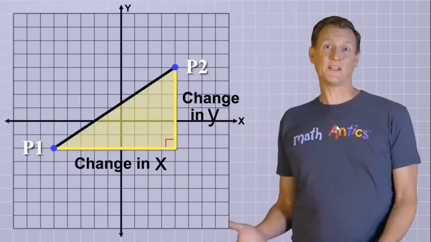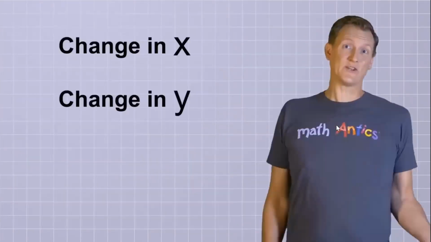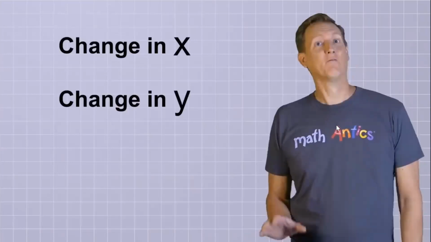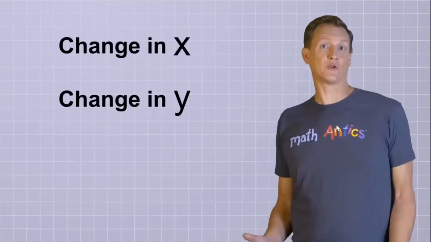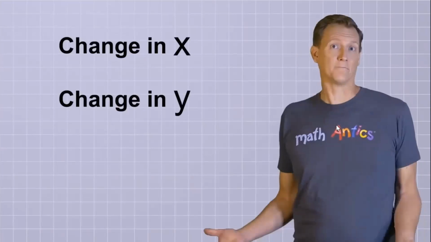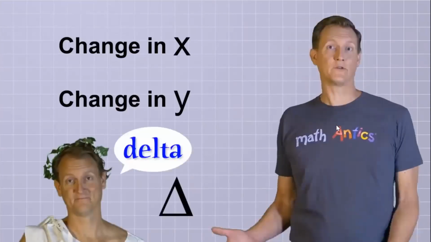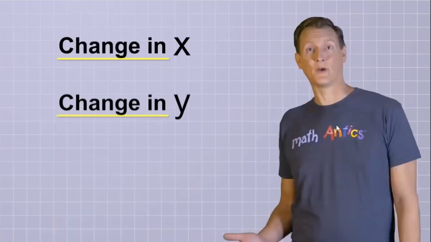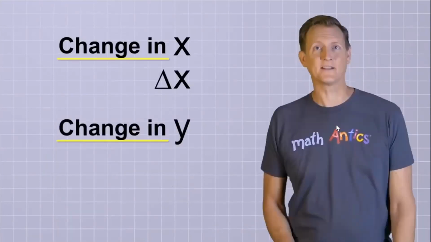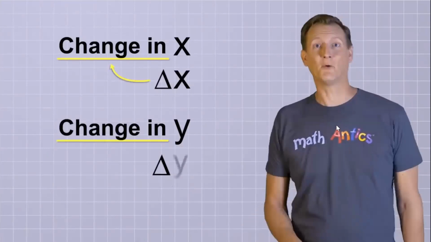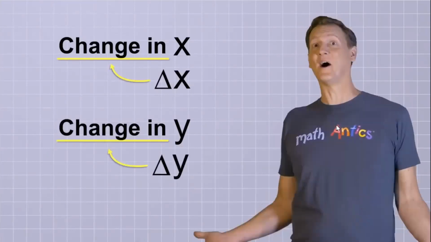That's cool, but the names change in x and change in y are kind of long. Fortunately, mathematicians have a shorter way of saying the same thing. They use the Greek letter delta as an abbreviation for the words change in. That means you can just write or say delta x to mean the change in x, and delta y to mean the change in y.